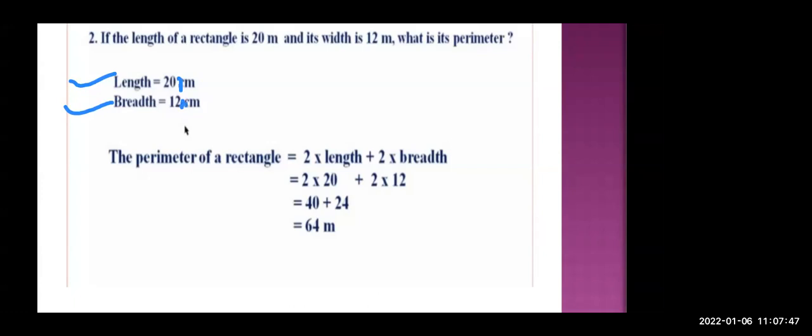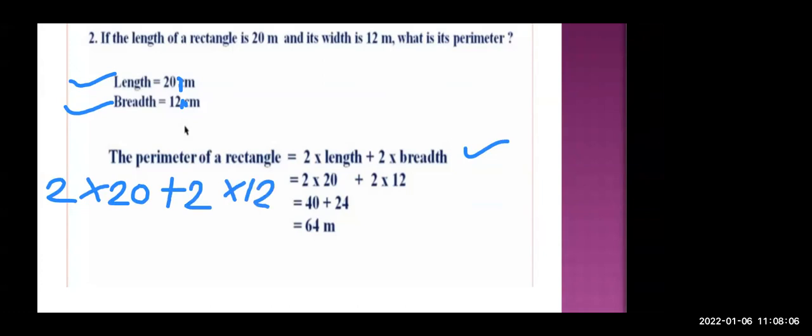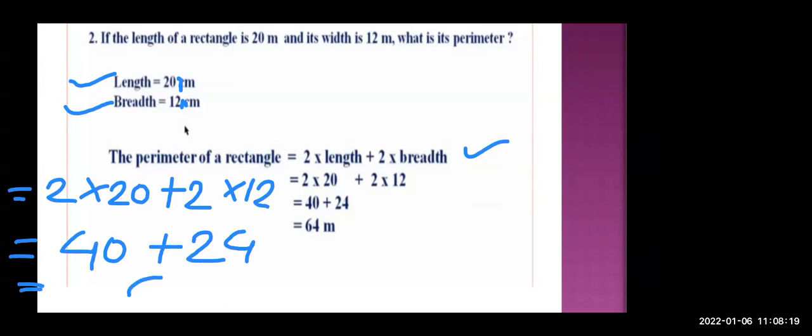Okay. Then we'll apply the formula, that is perimeter of a rectangle is 2 into length plus 2 into breadth. Now 2 into length means 2 into 20 plus 2 into 12. Length is 20 and breadth is 12. So 2 20s are 40 plus 2 into 12. 2 12s are 24. So what will be the answer? 40 plus 24 will become 64 meter. What will be the answer? That is 64 meter.